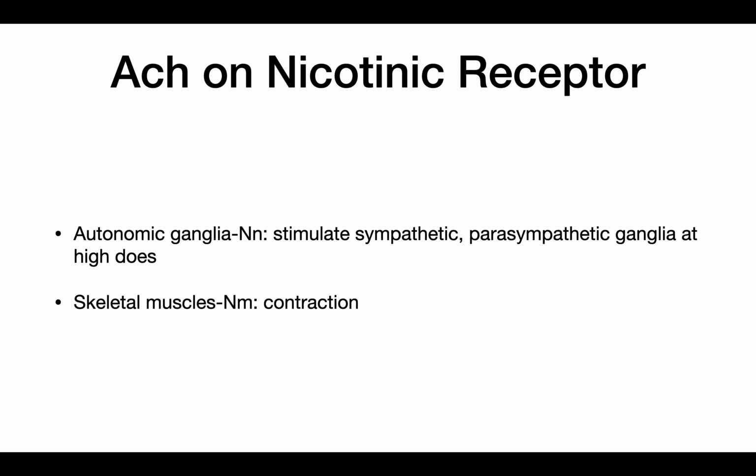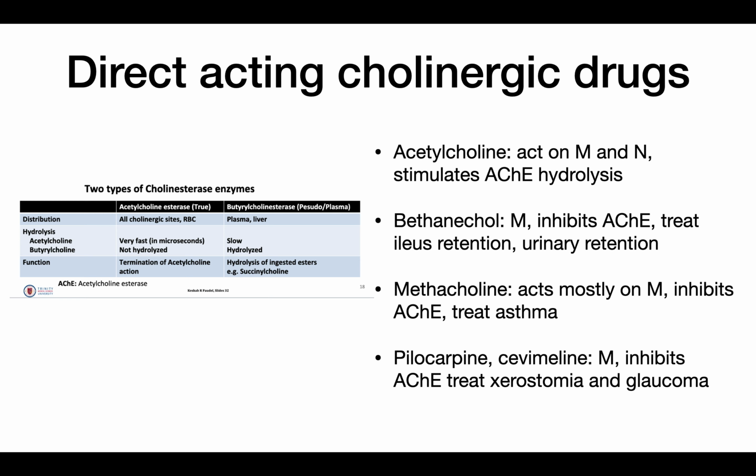Okay, so on the nicotinic receptors in the brain, on the autonomic ganglia, it's going to stimulate the sympathetic and the parasympathetic ganglia at high doses. So on low doses, it's only the sympathetics. In the muscles, it's going to produce contraction because of IP3. Okay, so acetylcholine will act on both the muscarinic and nicotinic receptors, and that will stimulate the acetylcholinesterase hydrolysis. Botanical is going to act on the muscarinic receptor to inhibit acetylcholinesterase, and that's used to treat ileus retention, urinary retention. So these are going to be used to like relax the smooth muscle.